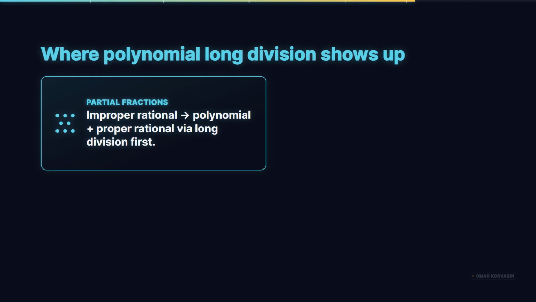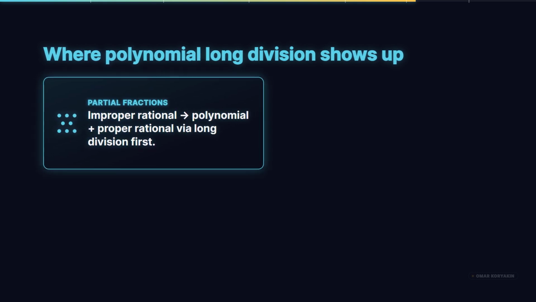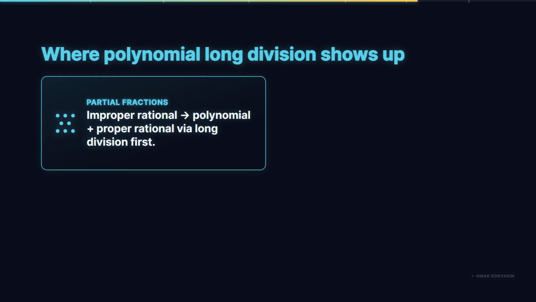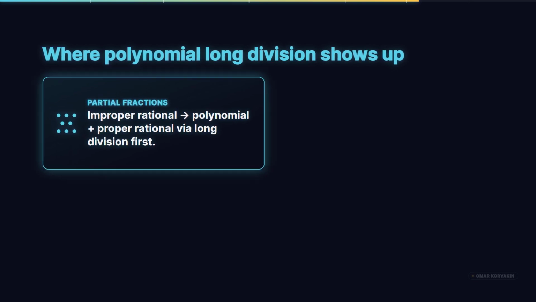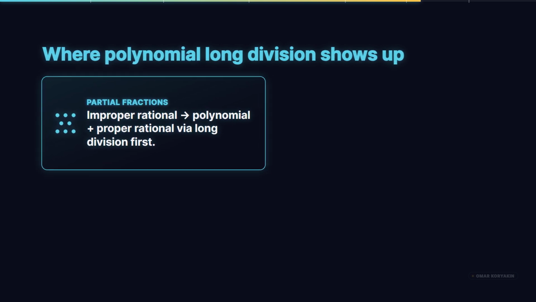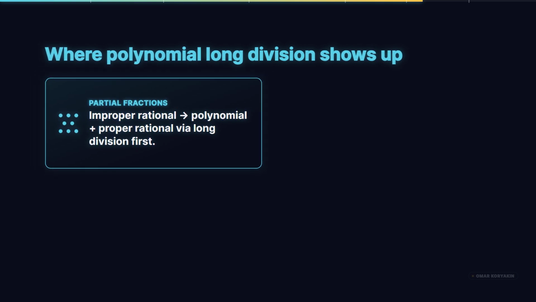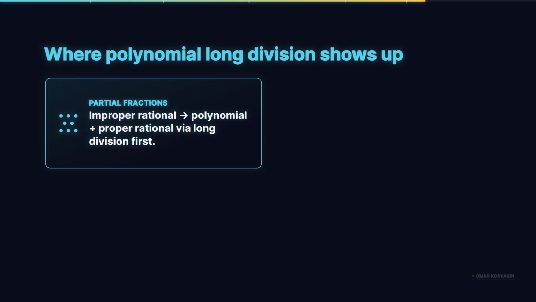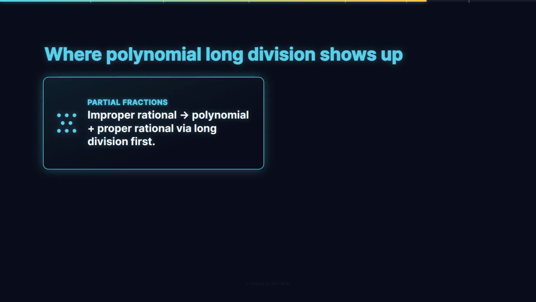In partial fractions decomposition in calculus and ordinary differential equations, an improper rational function with numerator degree greater than or equal to denominator degree must be reduced first by polynomial long division. The division produces a polynomial part and a proper rational part, and only the proper rational part undergoes the partial fractions decomposition step. Without the long division reduction, the partial fractions algorithm cannot proceed.